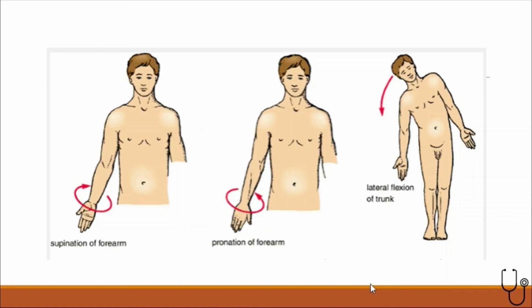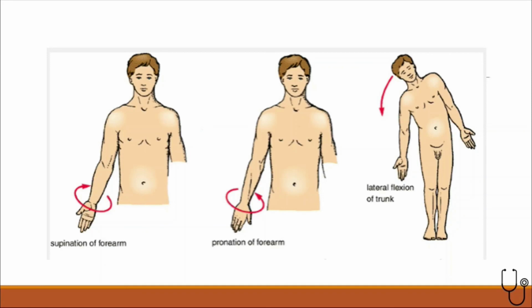Then the lateral flexion of the trunk. The lateral flexion of the trunk means the movement of the trunk in the coronal plane. The coronal plane is a vertical plane at right angles to the median sagittal plane. You can see in this picture the lateral flexion is a movement of the trunk in the coronal plane.